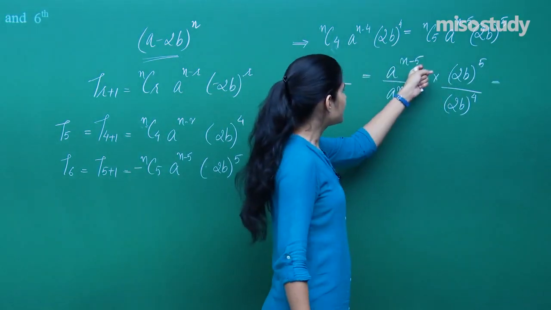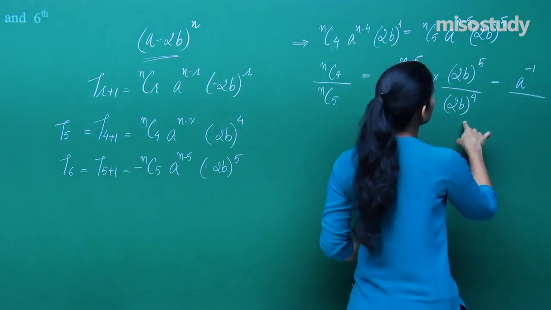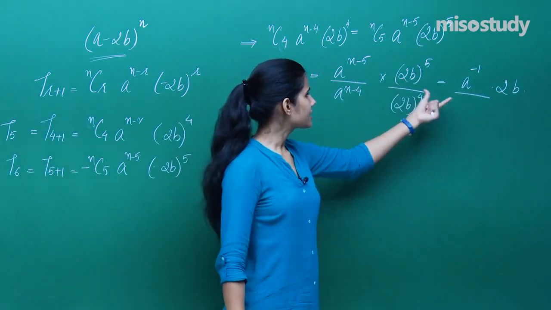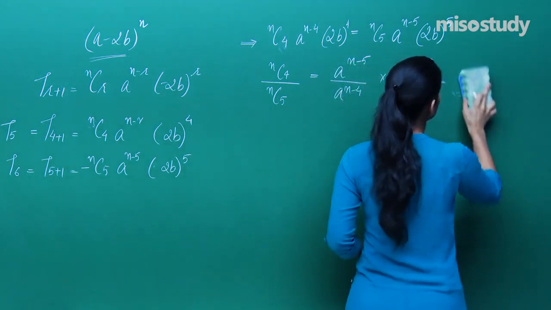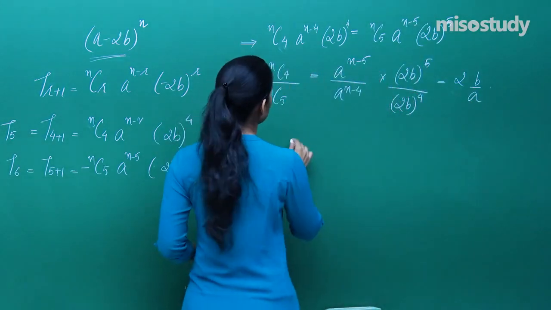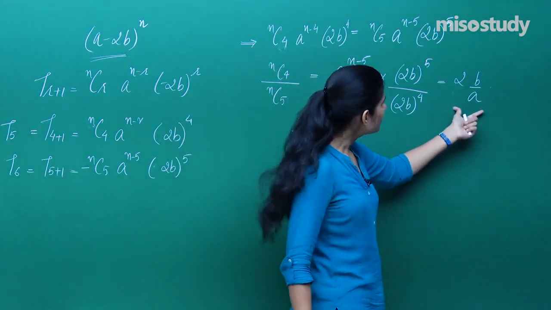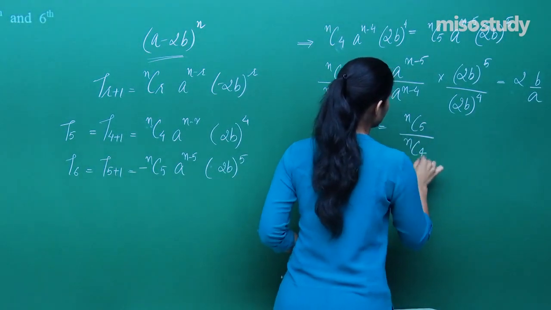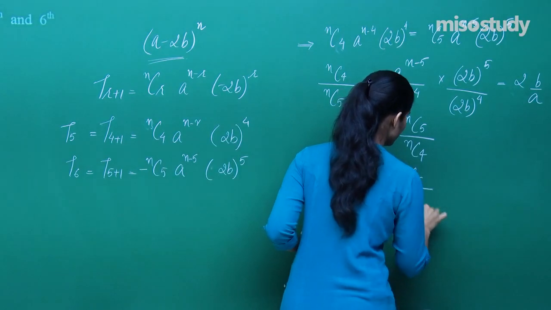This gives you a to the power n minus 5 minus n plus 4, which is a to the power minus 1, into 2b. Because 2b to the power 4 gets cancelled, you're left with 2b, which eventually gives you this is 2 times b by a. So what is a by b? If this is 2 times b by a, actually a by 2b will be equal to nC5 upon nC4. So a by b is twice of nC5 by nC4.